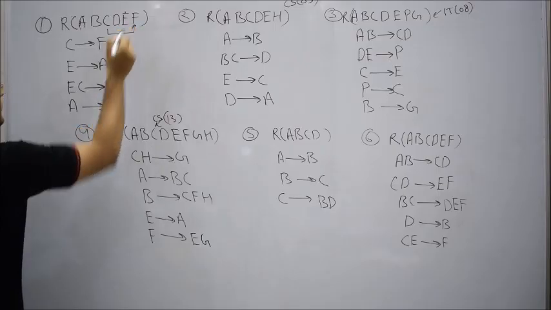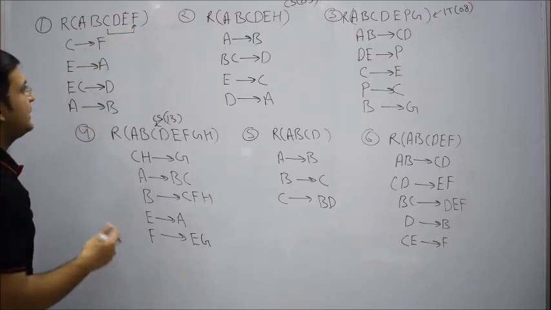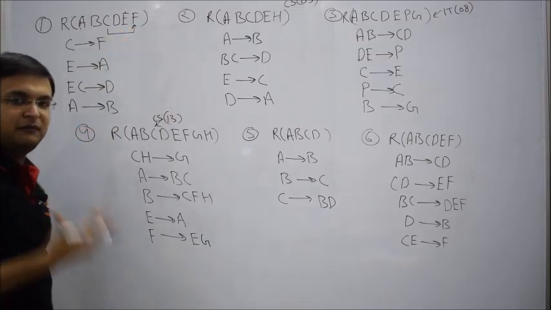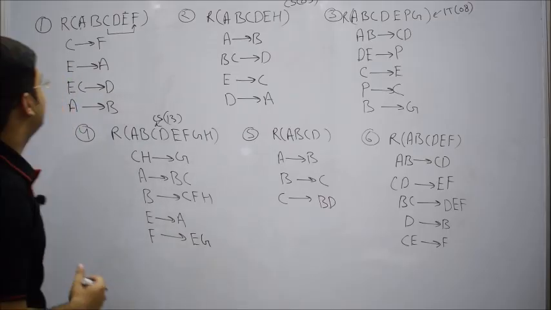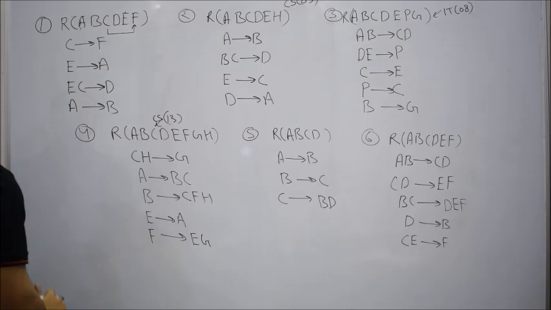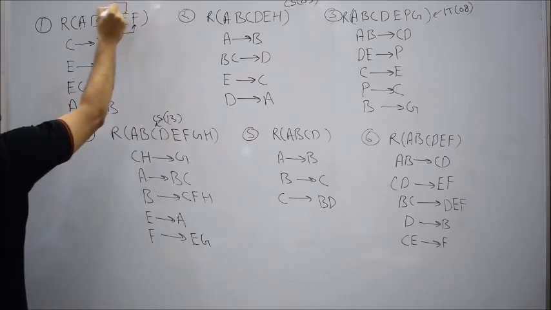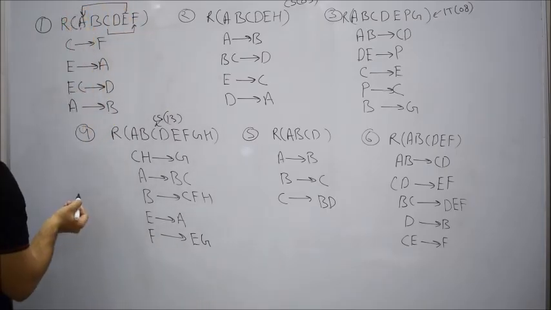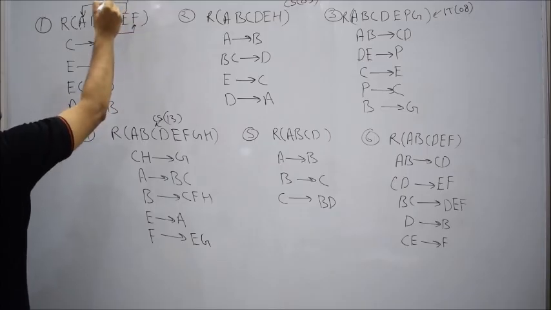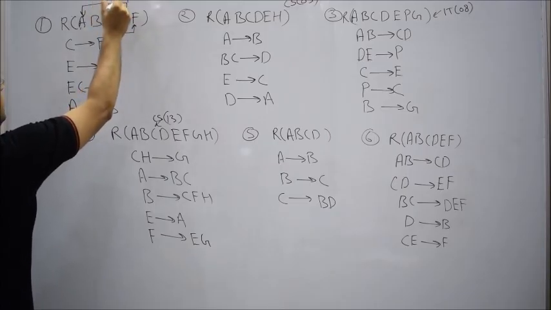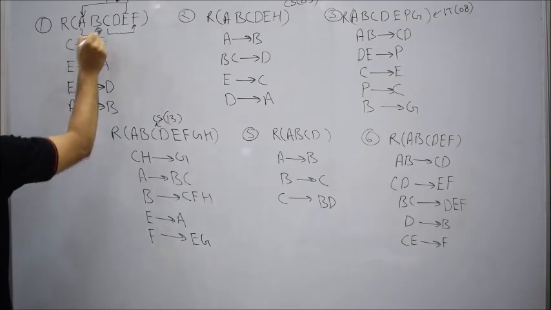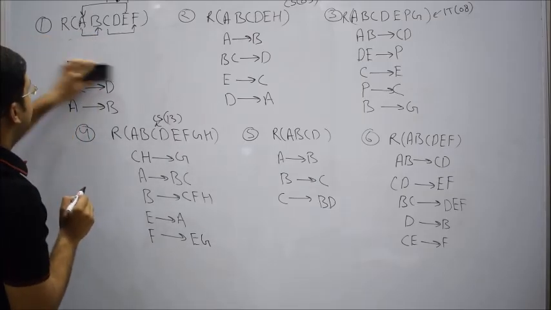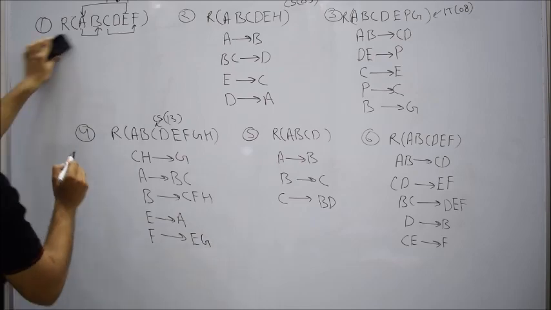Let me convert those dependencies into edges. As we have already discussed, it will be convenient to solve if functional dependencies are represented in terms of edges. Now first dependency is from C to F, then second I have from E to A, then we have from EC to D. From E and C we can find D. Very good. And then from A we can find B. Now these are the dependencies.